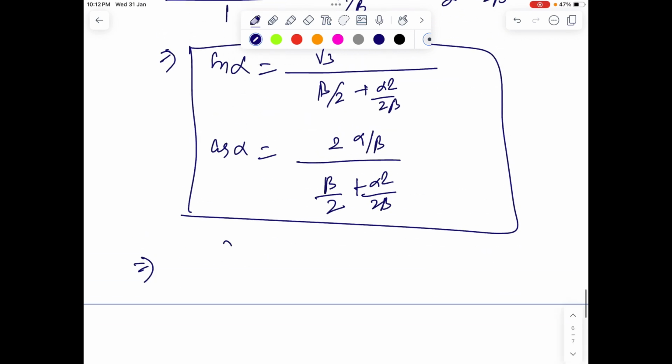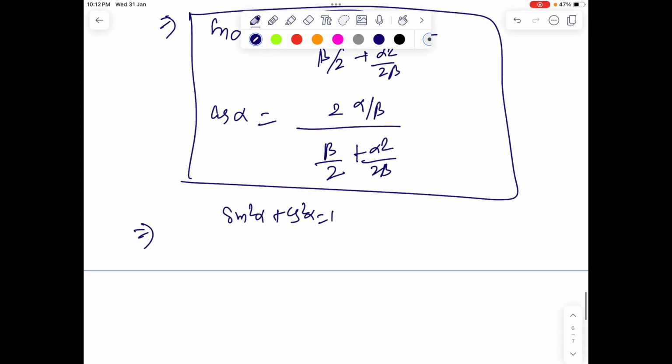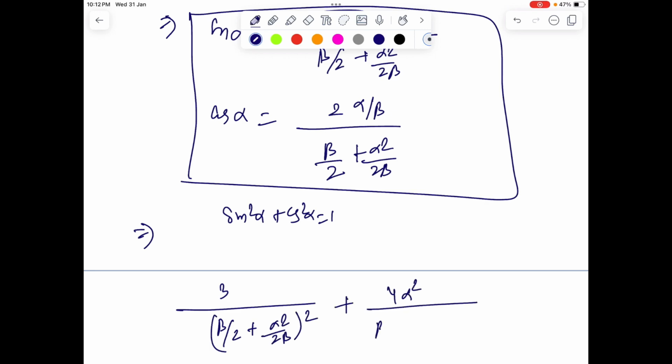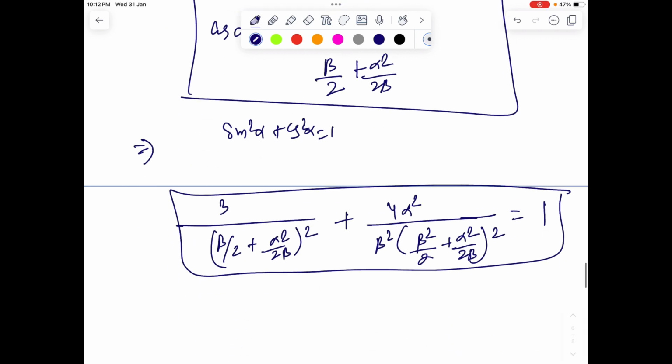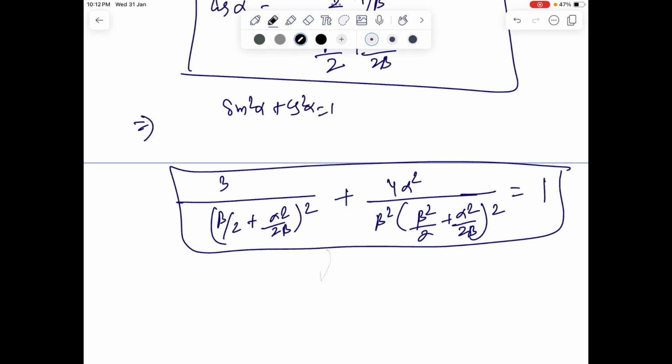Now we can easily eliminate alpha, which gives a relation between alpha and beta. Since sin square alpha plus cos square alpha equals 1, that will give the answer: beta by 2 plus alpha square by 2 beta, whole square, plus 4 alpha square by beta square into beta by 2 plus alpha square by 2 beta, whole square, equals 1. And you can clearly see this is a 4-degree expression, so it's a 4-degree curve.